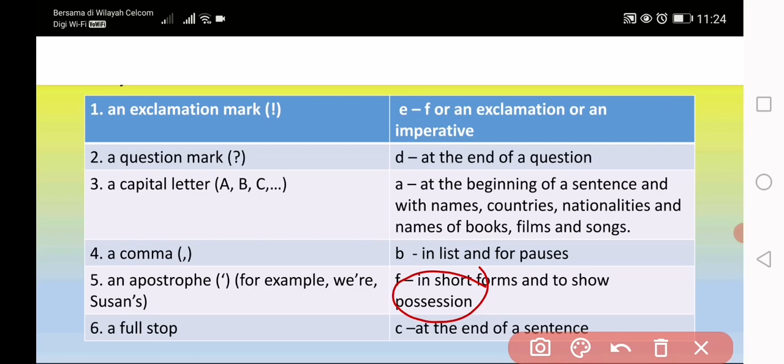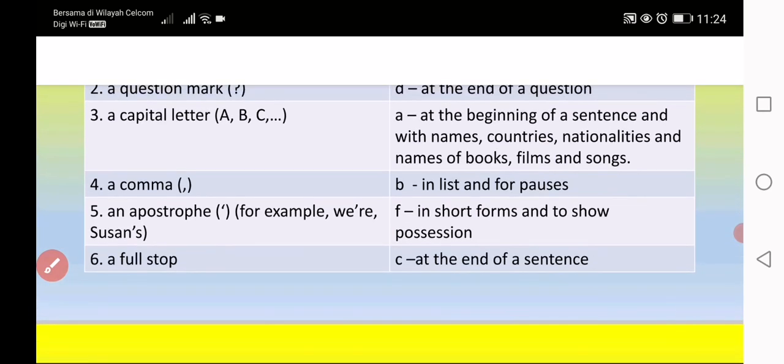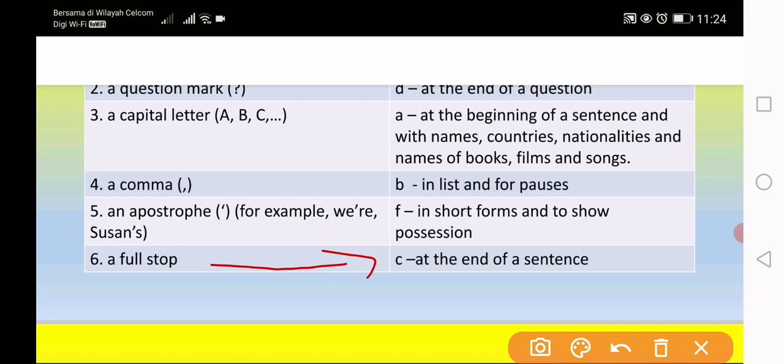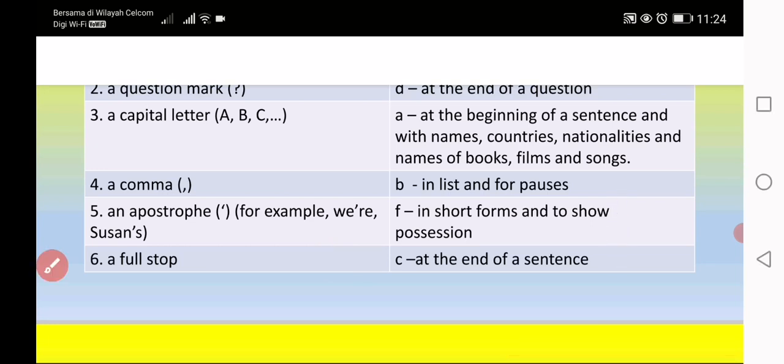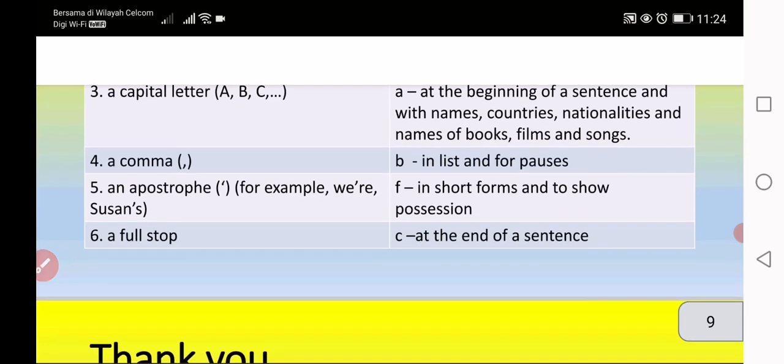Okay. And then the last one, a full stop. Full stop, okay, to indicate that the sentence has finished. So it is used at the end of a sentence. Dia menunjuk kepada pengakhiran ayat lah. Dia digunakan di akhir ayat. Okay, I think that's all that we learn in Unit 7, right? So I took the most important aspect. You can read it again on your own.